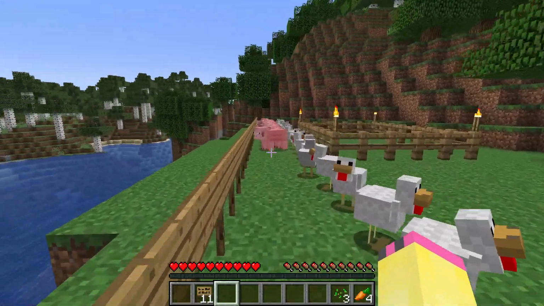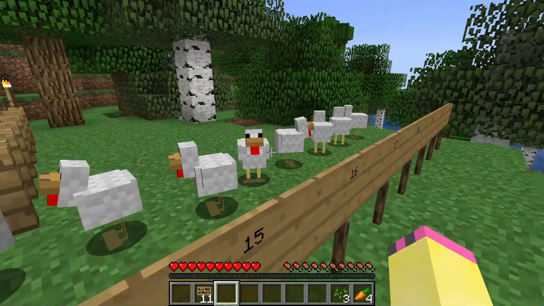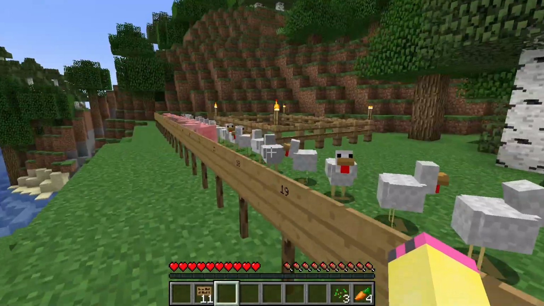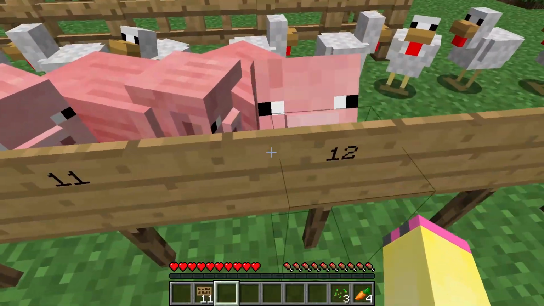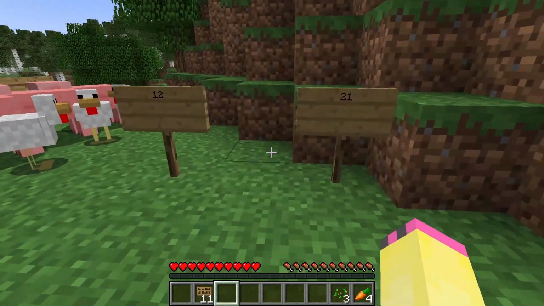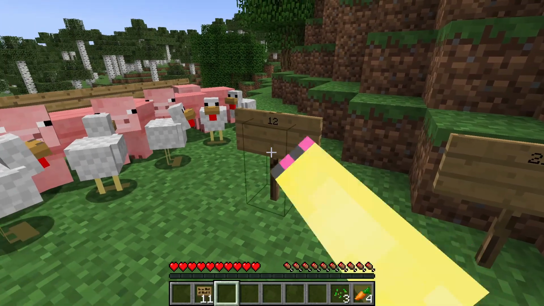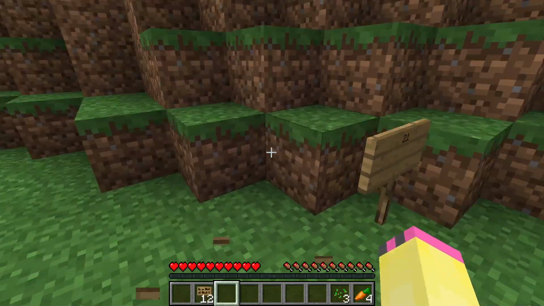As you can see here, there's more chickens than there are pigs. We have 21 chickens and 12 pigs. That answers our question from before. 21 is the larger number over 12.